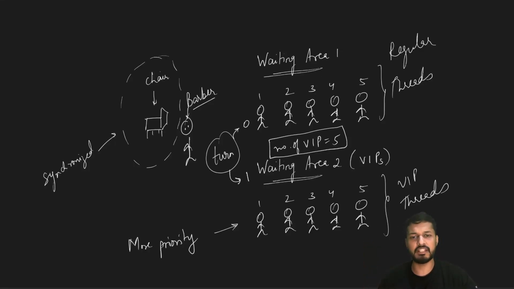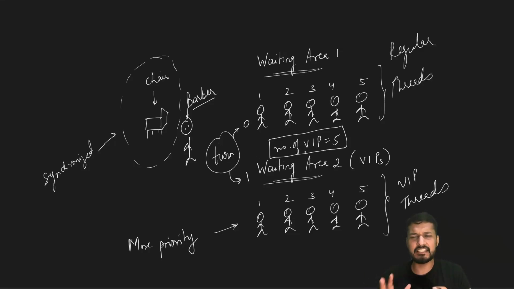Now how will you simulate this scenario? Almost the same. You will use synchronized around this chair. There will be VIP threads and regular threads, right? You will have to maintain maybe a turn variable and maintain the number of VIP counts to find out whose turn it is, VIP or regular person. Pretty straightforward. This is also doable using synchronized, wait, notify, using a turn variable, using one new variable to store the number of VIPs and all those things, correct?